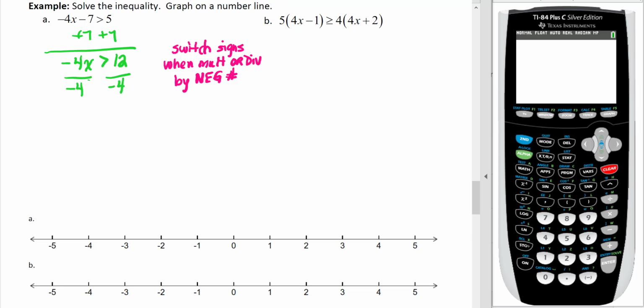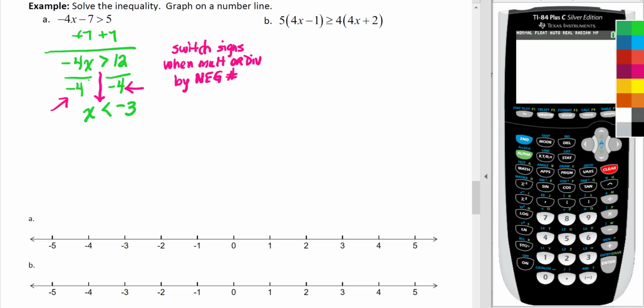negative 4 divided by negative 4 is going to be 1x. And instead of greater than, we're going to switch the inequality sign to less than. So notice this change here. 12 divided by negative 4 is negative 3. So let's look at that again. Again, notice the inequality sign change from greater than to less than because we divided by a negative number.